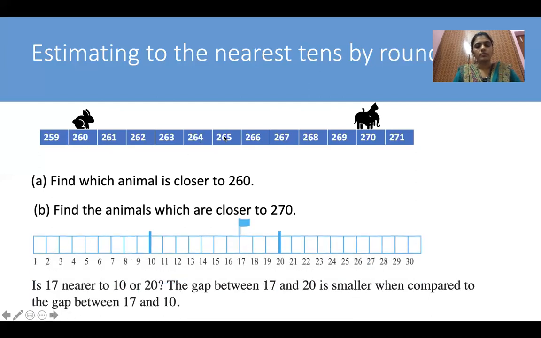So now look at the number 17. It lies between 10 and 20 and it is closer to 20. So its estimated value is 20 as it is closer to 20.